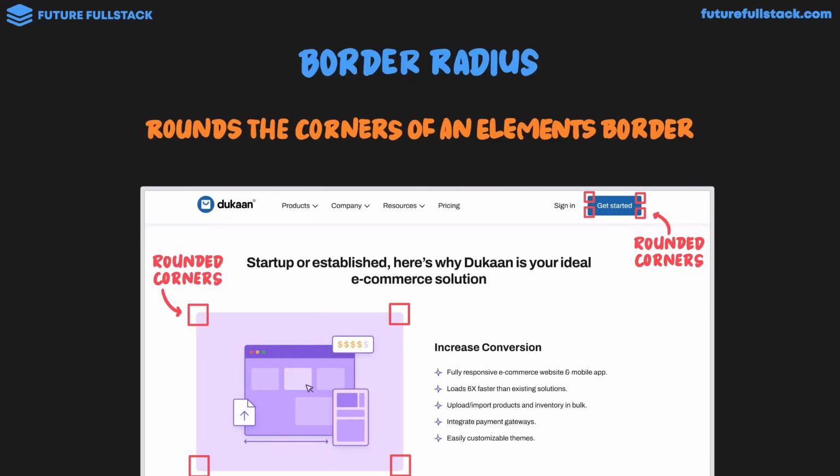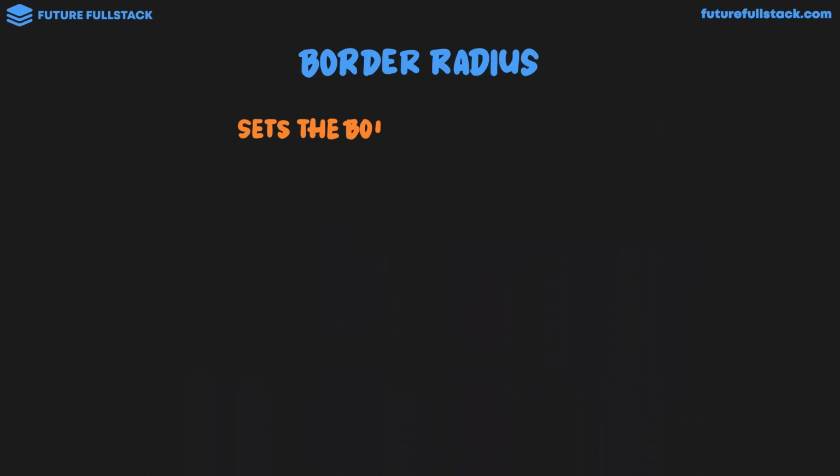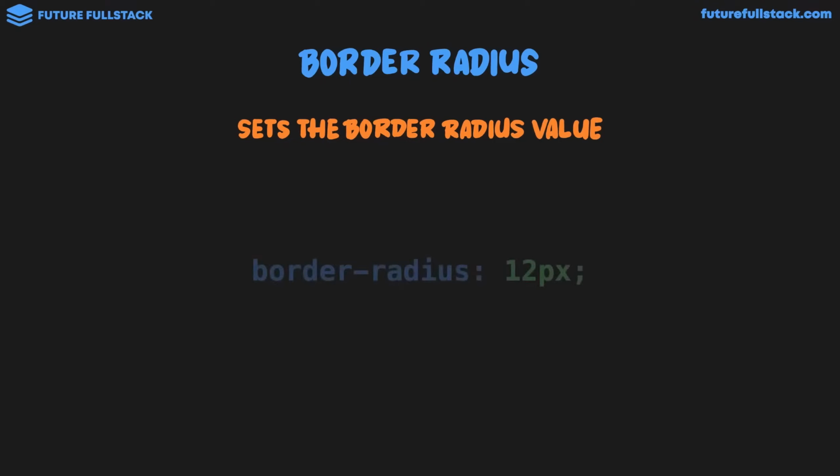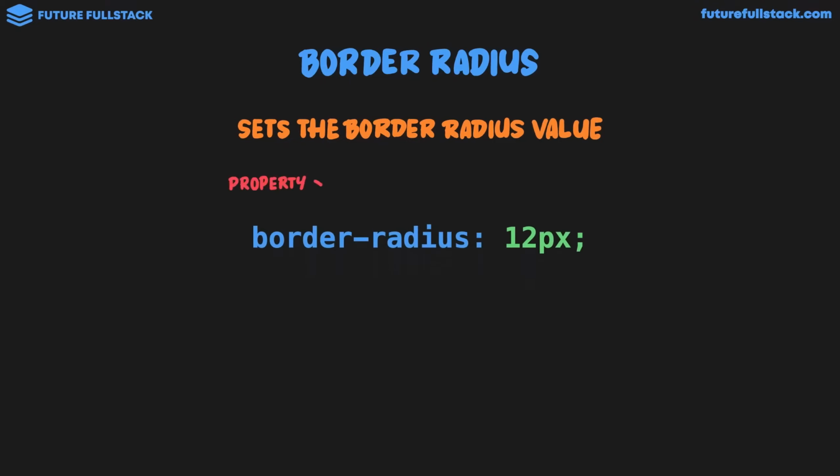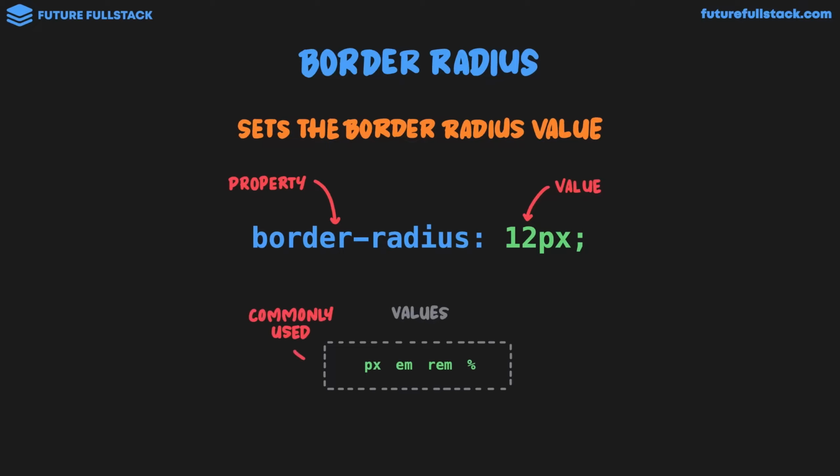The border radius CSS property sets the border radius value. So border-radius is the property, and in this case, 12 pixels is the value. Values you can use include pixels, ems, rems, and percentages. Now, so far, we've only looked at pixels, and we will be talking about ems, rems, and percentages in the next topic. But it turns out for border radius, pixels is actually the most commonly used.